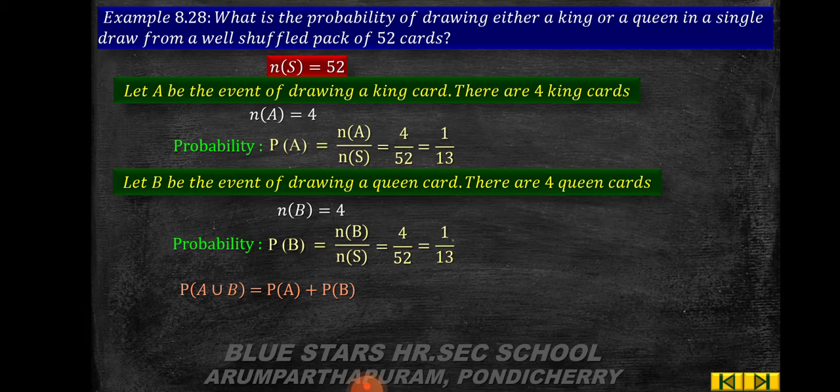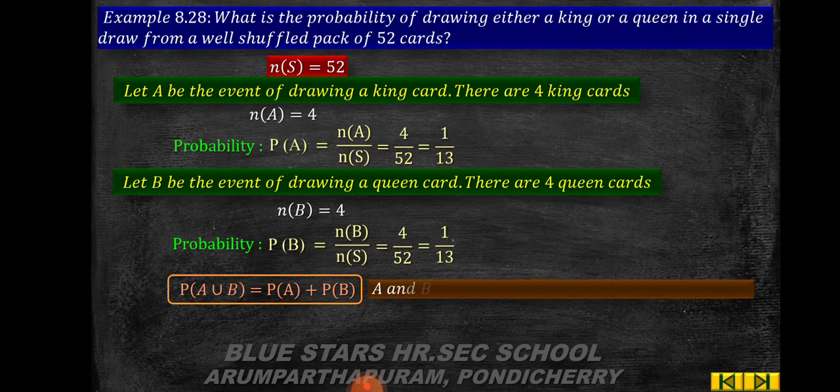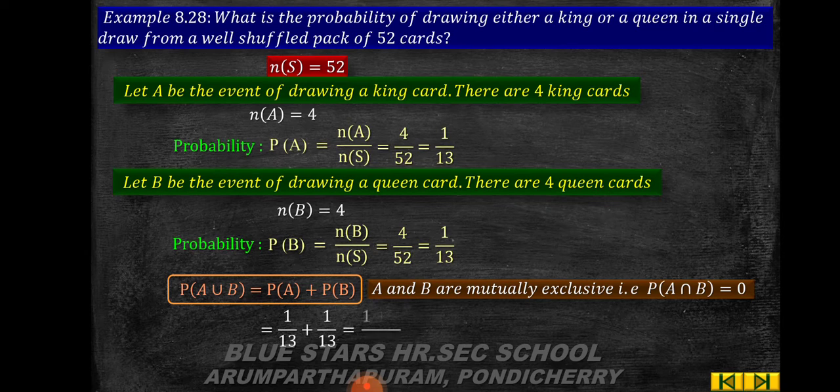So P of A union B is equal to P of A plus P of B, since A and B are mutually exclusive. So P of A intersection B is equal to 0. So 1 by 13 plus 1 by 13 is equal to 2 by 13. So the probability of getting either a king or a queen in a single draw is 2 by 13.